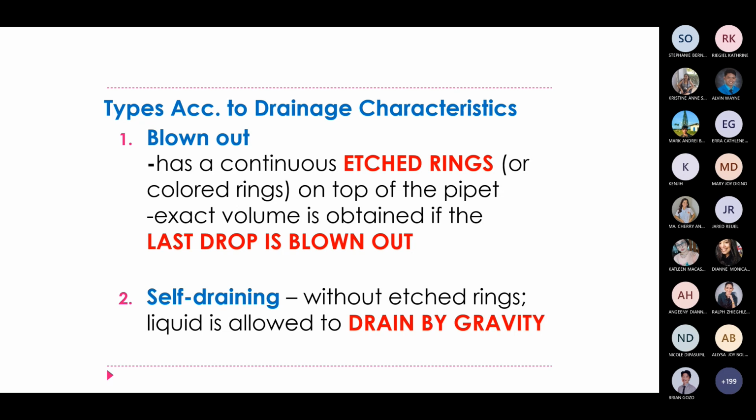Okay, for types according to drainage characteristics. One is blown out. Another corny joke here on blown out. We just thought of it yesterday, Ma'am Jess. Sorry, Ma'am Jess, I dragged you in. Okay, blown out has continuous etched rings or colored rings on top of the pipette, and the last drop is blown out. How do you blow? What sound do you produce?